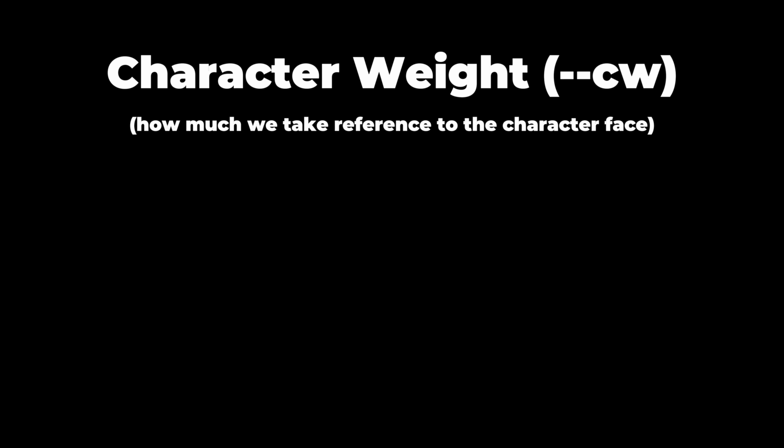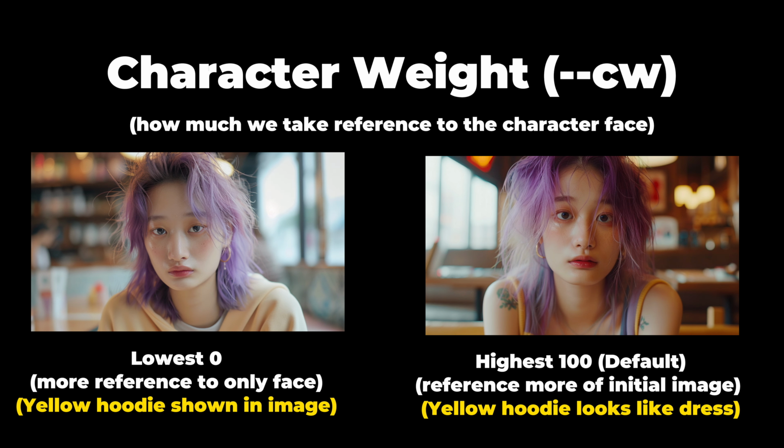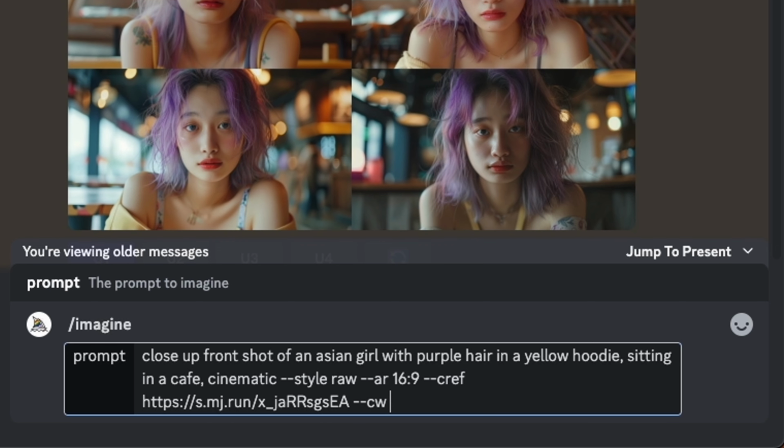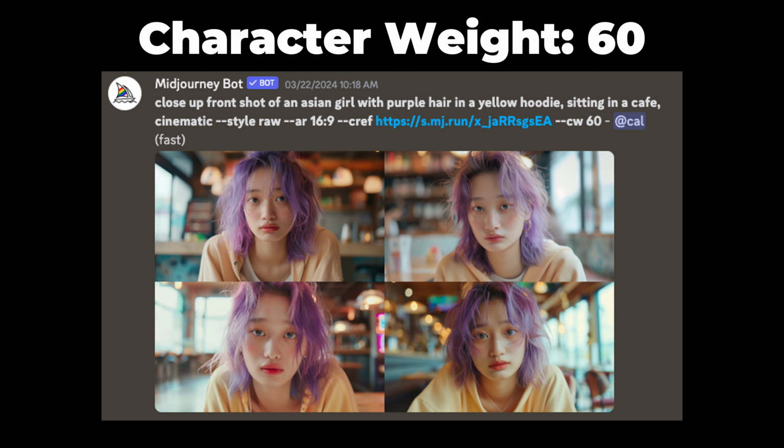The character weight determines how much of a character we take as reference. And the lower the number, the more it would just focus on the character face. And so in this situation, we would definitely want to lower the value so that the focus would be on bringing the character face over. The default value of the character weight is 100 and the lowest we can go is 0. So let's try lowering it to 60 by typing in --cw 60, and here we go.